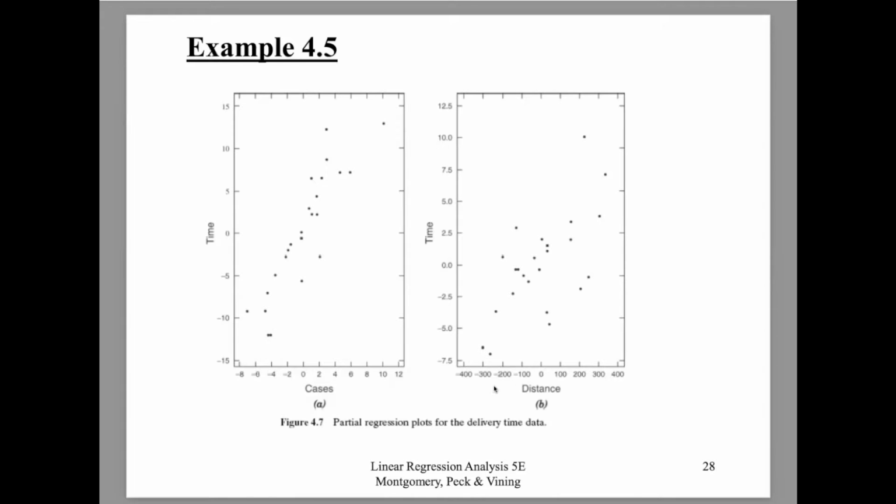And what this tells us, by the way, and so this is the partial residual plot for x2, distance. And what this tells us is that distance is going to account for variability in the response variable delivery time above and beyond that which is already accounted for by x1, the number of cases.